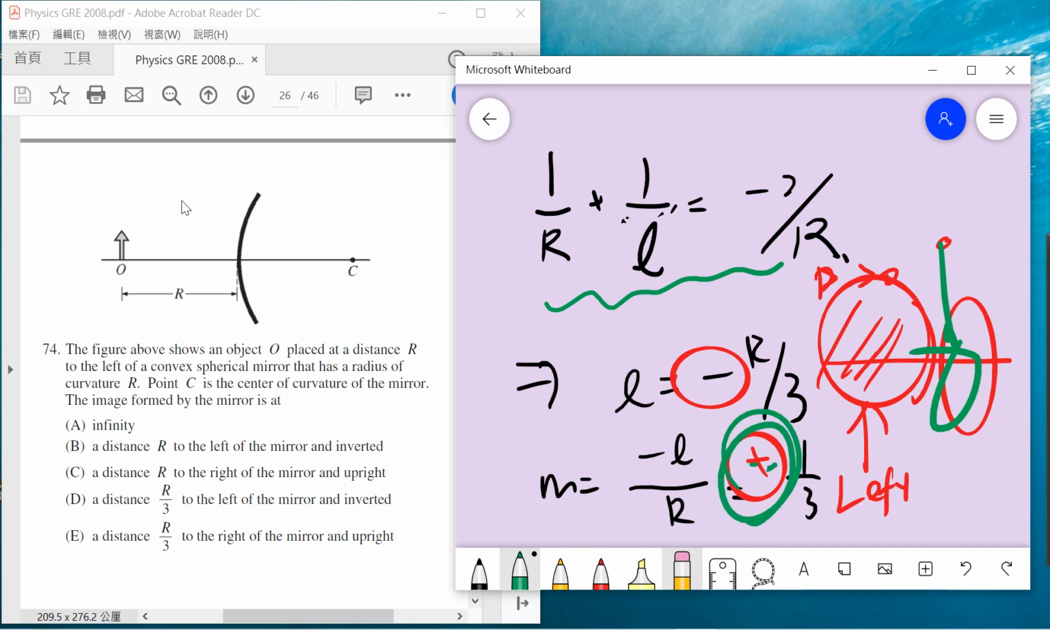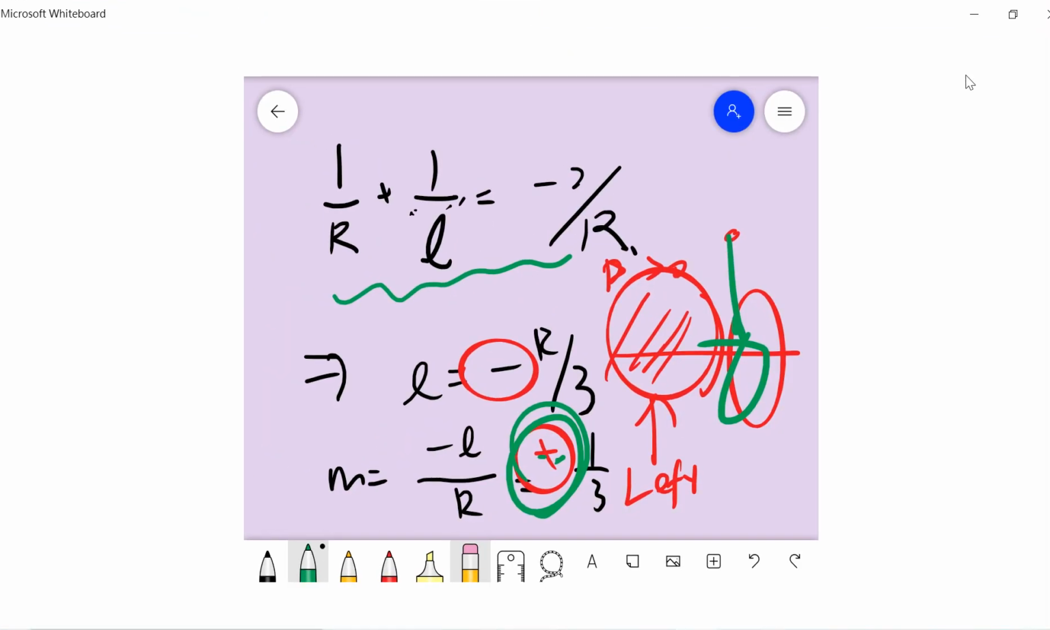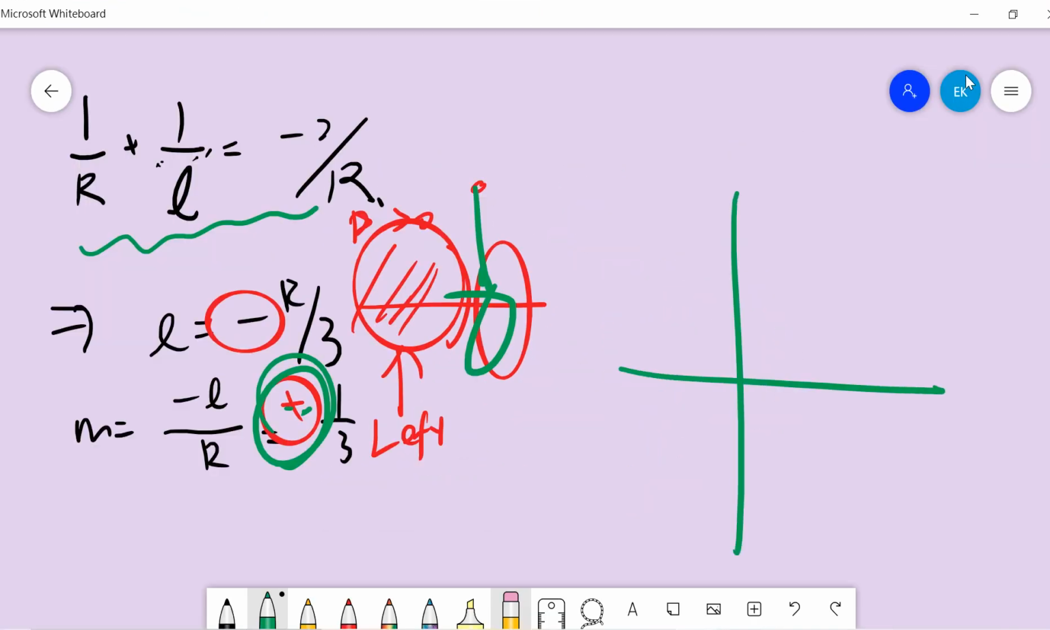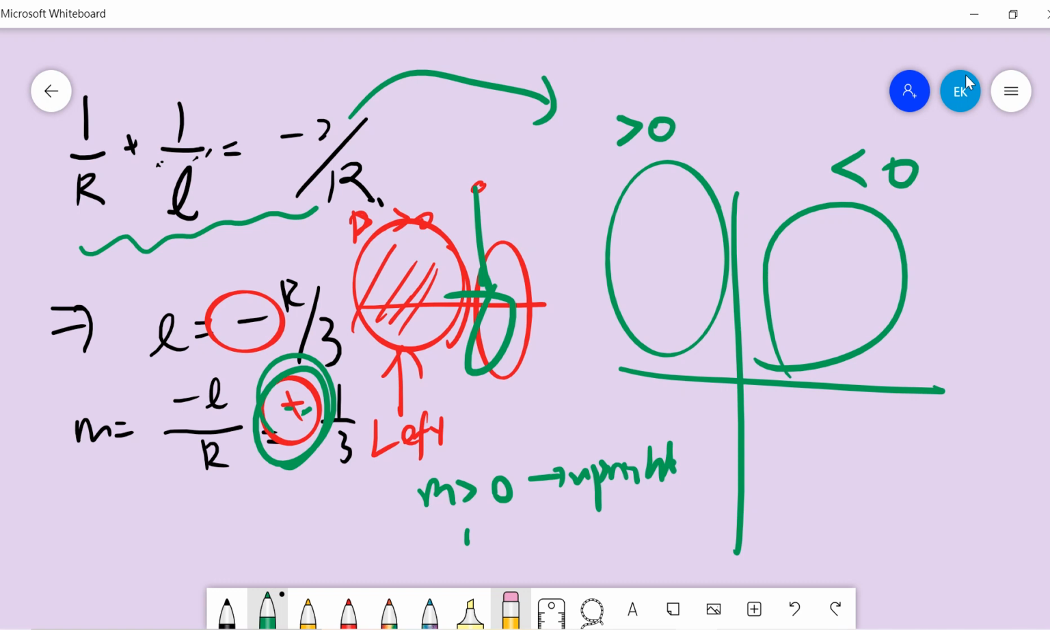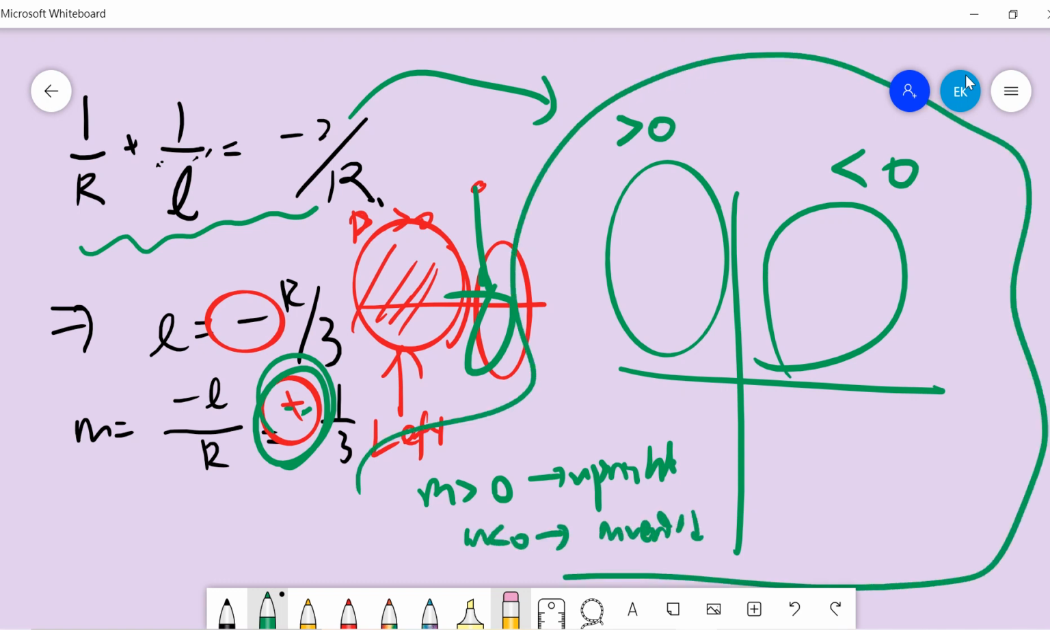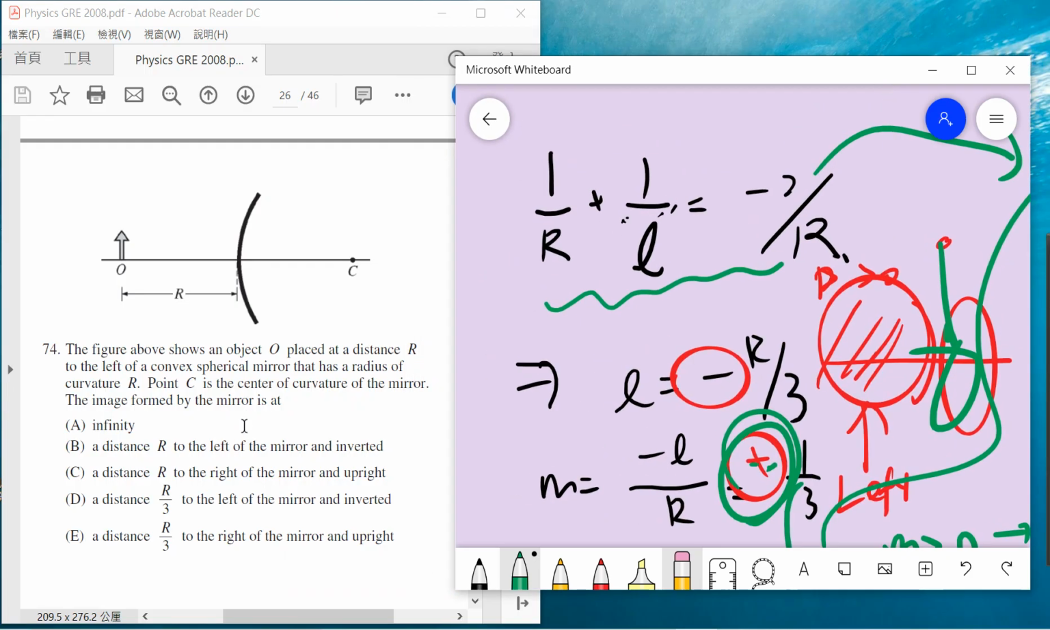So let me summarize here. If you use this formula, the left hand side is positive, the right hand side is negative. Also if m is larger than 0, it means it's upright. If m is less than 0, it means it's inverted. This is for the mirror. So you remember this convention and the formula, and you can solve 74 just by plugging in the formula.